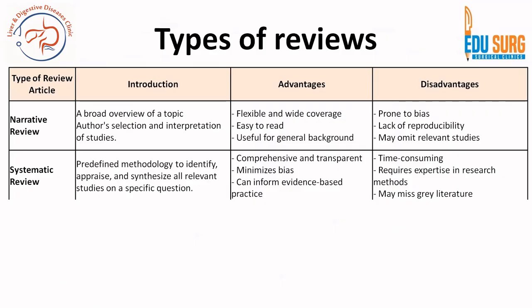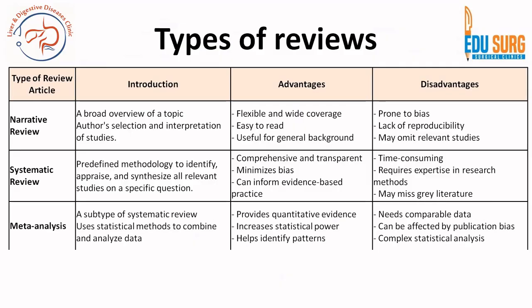So on the other hand, a systematic review has a predefined methodology to identify the articles, then appraise the data and synthesize all relevant studies on a specific question. Systematic review minimizes bias and informed evidence-based practice can be based on a systematic review. It is comprehensive and that is why it is time consuming. You need expertise in research methods and it will miss gray literature. What is gray literature? We will see that.